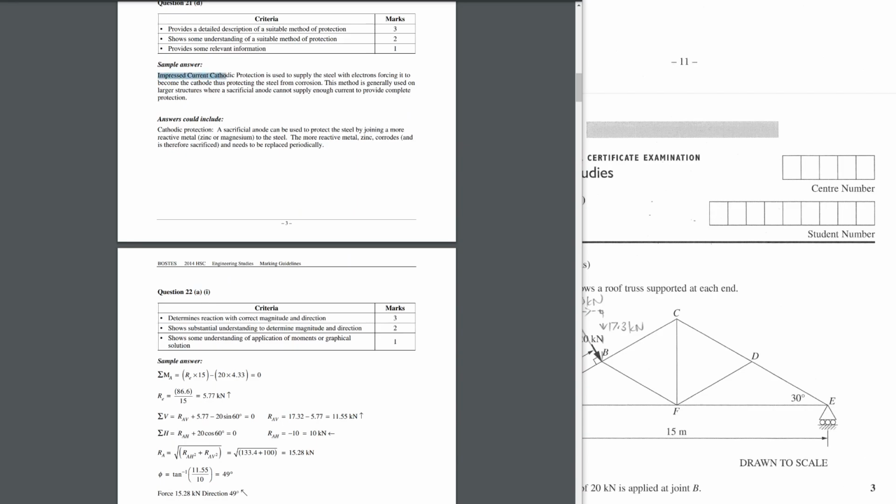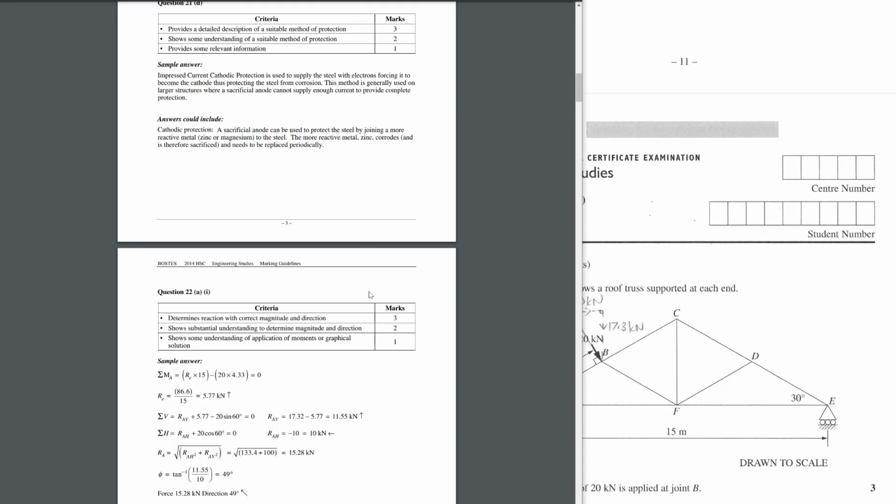So the best answer they like is ICCP. So impressed, I think I said impregnated. Anyway, impressed current cathodic protection. It's used on larger structures where a sacrificial anode cannot supply enough current to provide protection. Also, you could say cathodic protection, a sacrificial anode. Yep, so they would have also marked that as correct.